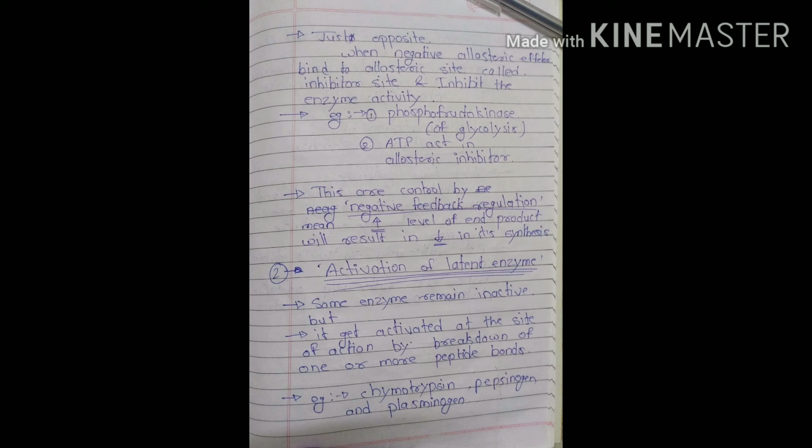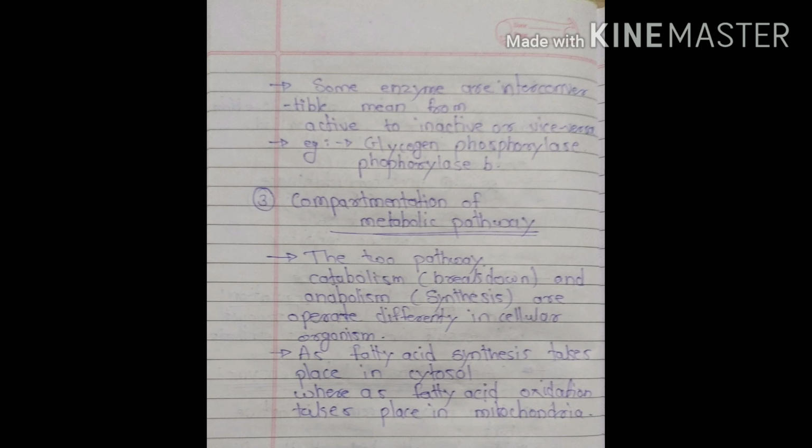Second way is activation of latent enzyme. Some enzymes remain inactive up to the site, but get activated at the site of action by breakdown of one or more peptide bonds. Examples are chymotrypsin, pepsinogen and plasminogen. Third point is some enzymes are interconvertible, means they are converted from inactive to active form or vice versa. Example is glycogen phosphorylase, and second example is phosphorylase B.